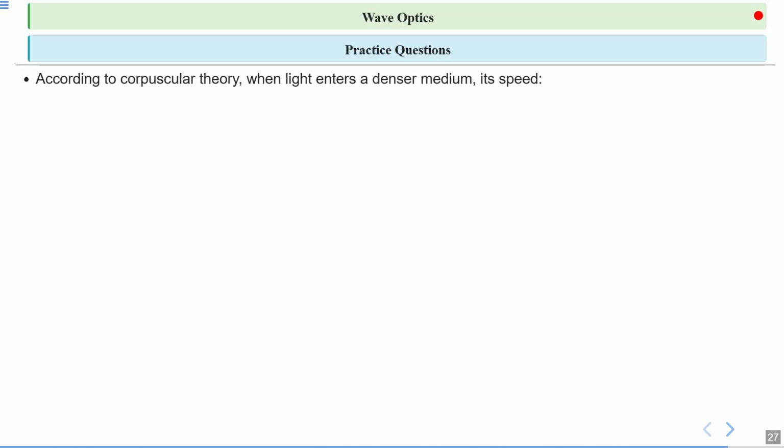So there are some practice questions. Let's start with a question about the corpuscular theory. According to this theory, when light enters a denser medium, what happens to its speed? Consider the options: A increases, B decreases, C remains same, or D becomes 0.